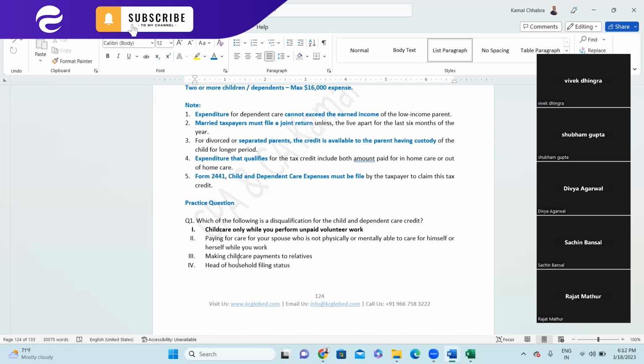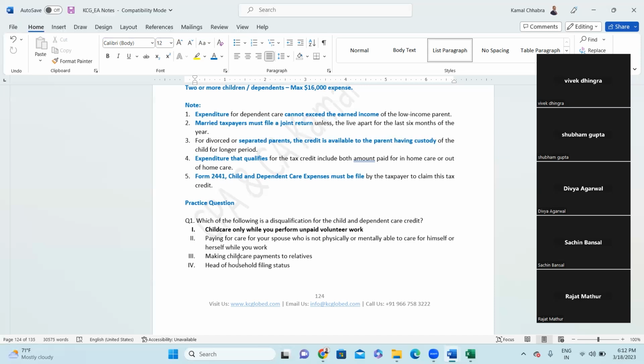Yeah. So child care only while you perform unpaid volunteer work is the incorrect answer, right? So child care expenses include non-voluntary payment also, which you made for the benefit or taking care of the child or the dependent. Make sense, everyone?